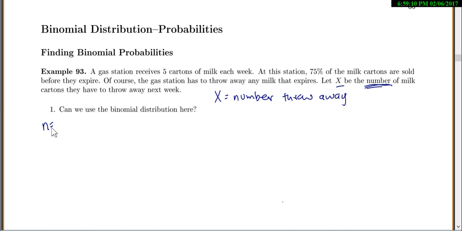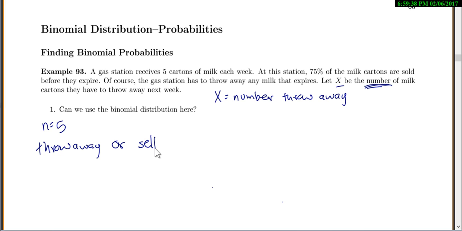Let's see, one of the first things you check is, do you know in advance how many you're looking at? Well, they tell us they only get 5 cartons of milk each week, so we know that n equals 5. Okay, then can you narrow it down to just 2 options? In our case, you can either throw it away, or I guess you can sell it, right? Either you sell it or you throw it away at the end of the week.